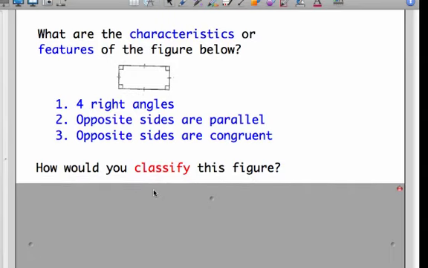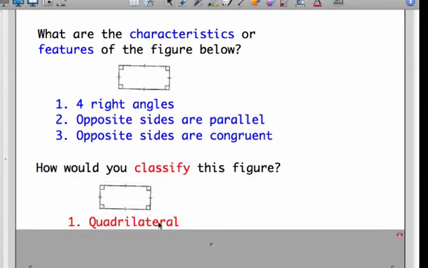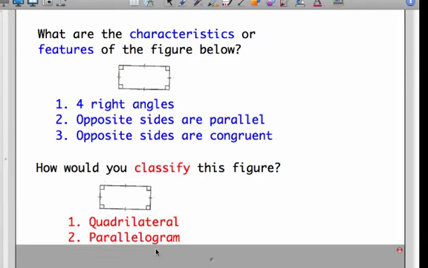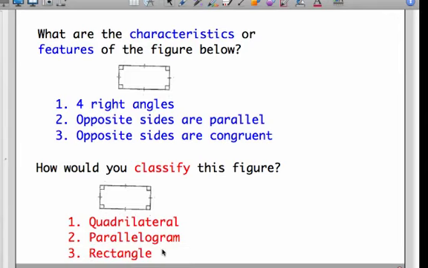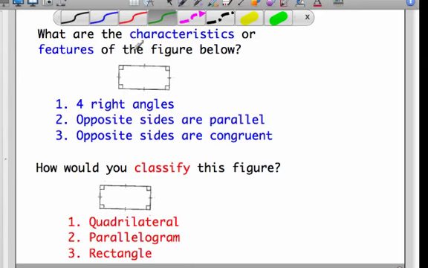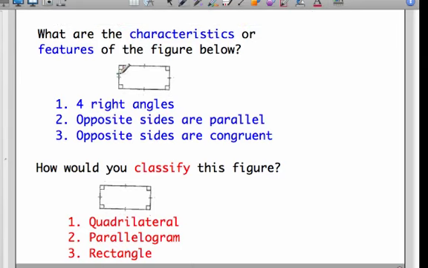How would you classify this figure though? Well, four sides, again, we call it a quadrilateral. That's number 1. Number 2, opposite sides are parallel, so we call it a parallelogram. And then number 3, the third and final way, is a rectangle because it has four right angles. Can't call it a rhombus since, and they really didn't do a good job of showing this here, these sides are supposed to be of different length. So these sides would not be congruent, so you can't call it a rhombus, you can't call it a square.